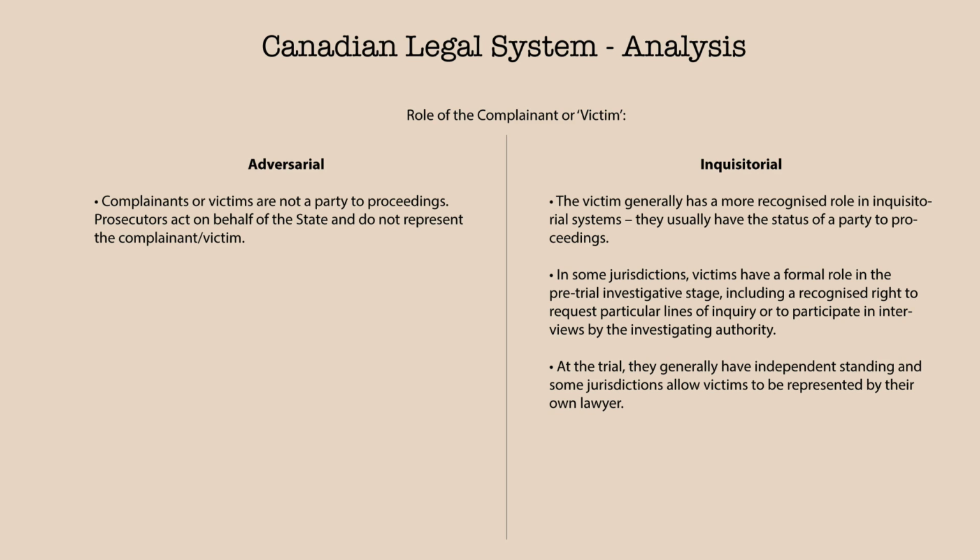At the trial, they generally have independent standing, and some jurisdictions allow victims to be represented by their own lawyer. Now, we don't specifically state that as a hallmark of the adversarial system. We just state that the complainants or the victims are not represented by the state, period. So, having seen what's happened in the Ghomeshi case, we know that all three witnesses, women in that case, all had their own lawyer, and two of them had the same lawyer.